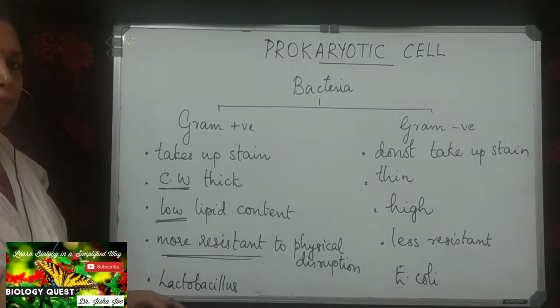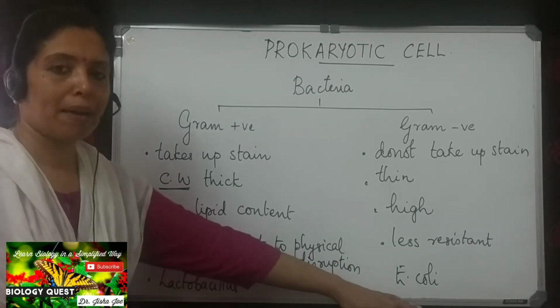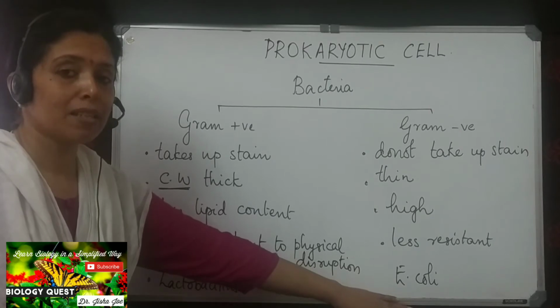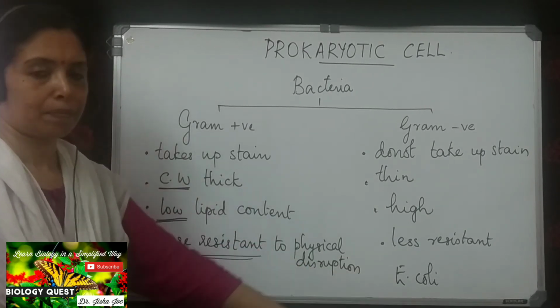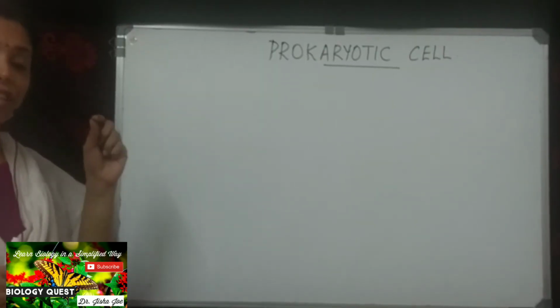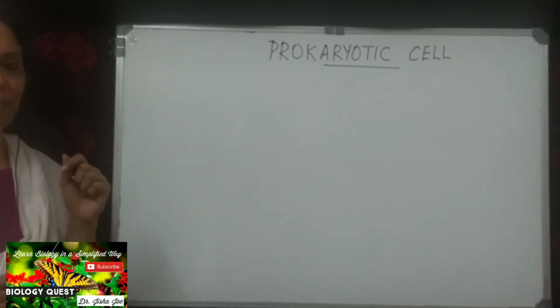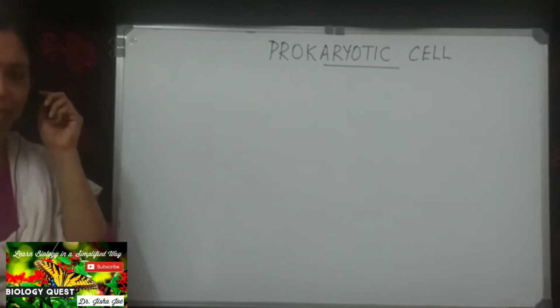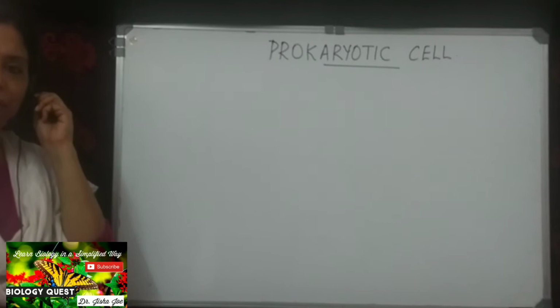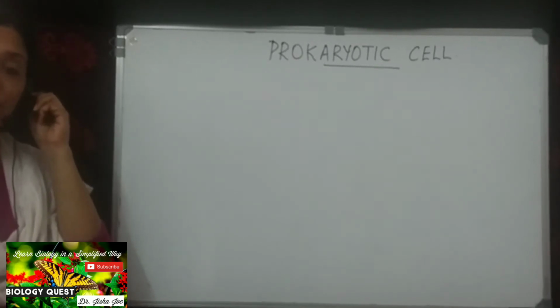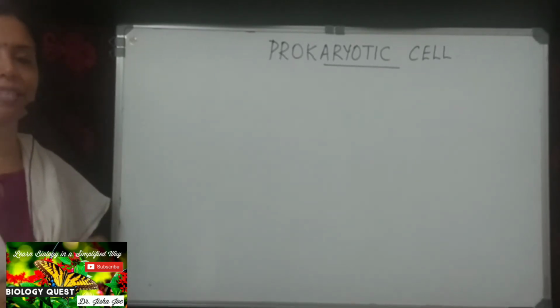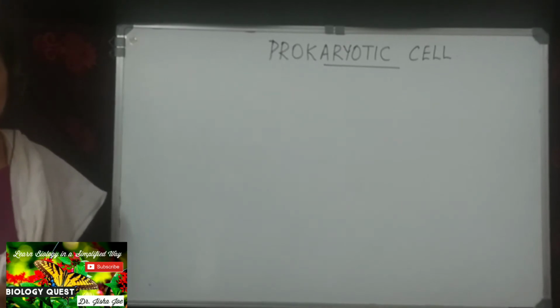An example of gram-positive bacteria is Lactobacillus. An example of a gram-negative bacterium is E. coli. Now moving on to the innermost layer of the cell envelope, which is it? It is the plasma membrane. It is a semi-permeable membrane and it is lipoproteinaceous in nature. That is, it is formed of lipids and proteins.